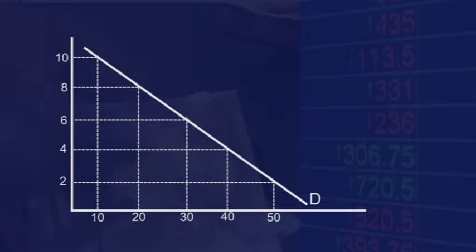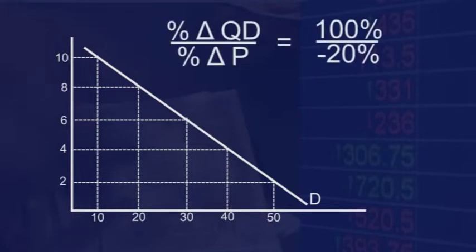Now let's suppose that at the moment the market price is 10 euros and consumers wish to buy 10 units. Now let's suppose that the price falls to 8. How sensitive are consumers to this change in price? Well, here's our measure of elasticity. We take the percentage change in the quantity demanded and divide by the percentage change in price. What's the proportionate change in quantity demanded? It's doubled from 10 to 20.